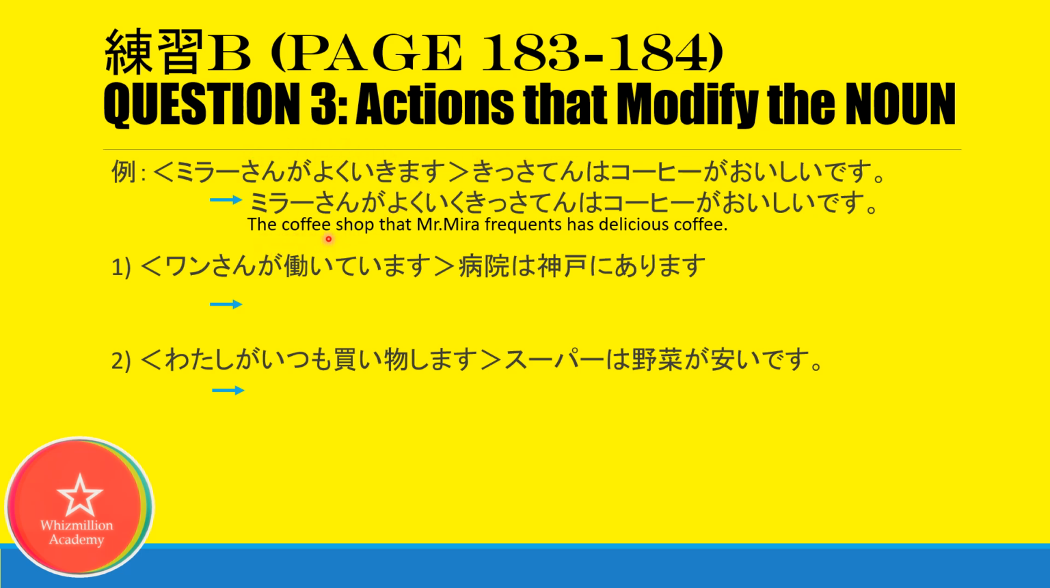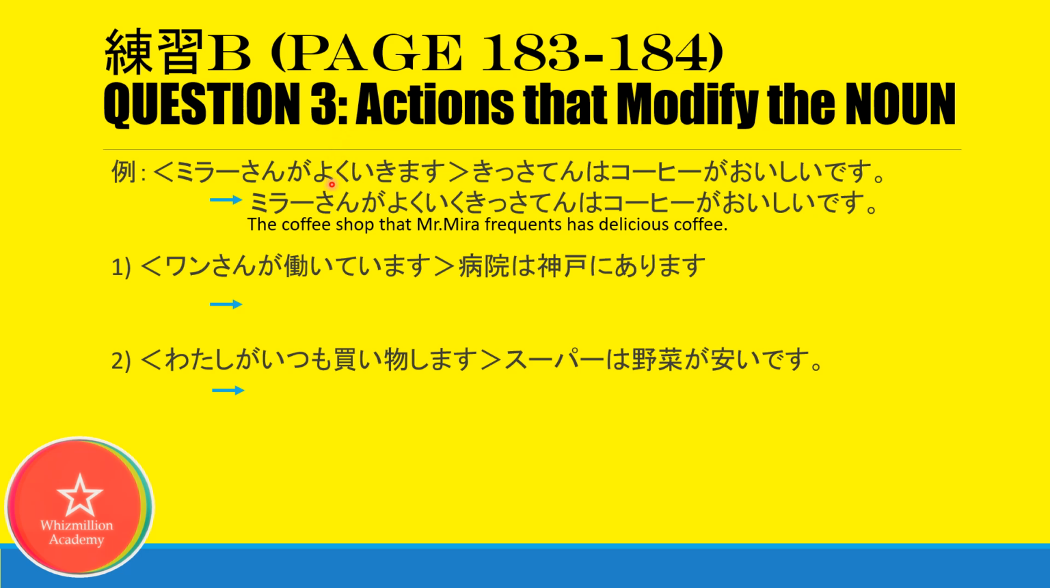Let's see. 皆さんがよく行く喫茶店はコーヒーが美味しいです。Now this ikimasu becomes iku. It's changed to the dictionary form when you combine it to the second sentence. So when you combine these two sentences, it becomes the coffee shop that Mr. Mira frequents has delicious coffee. So now, by combining these two sentences, we are modifying the noun for the second time. Because we are describing this coffee shop not only has delicious coffee, but this is also the coffee shop that Mr. Mira frequents. Okay, so you get it now?